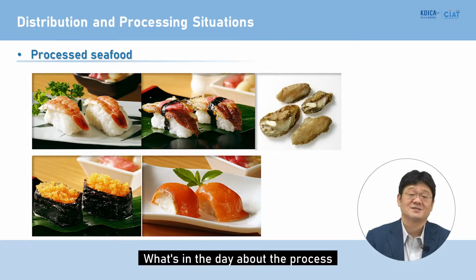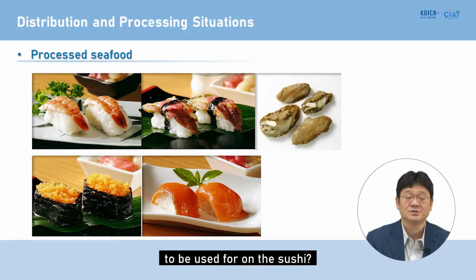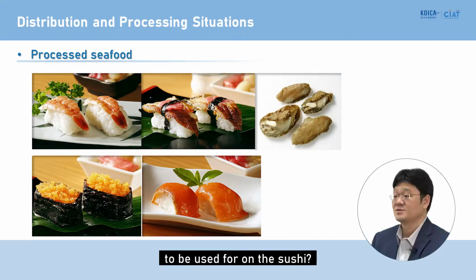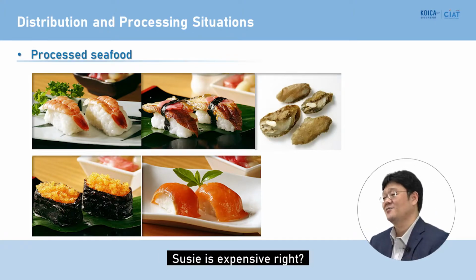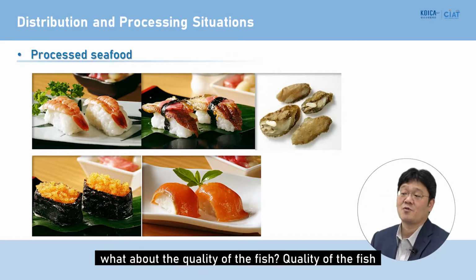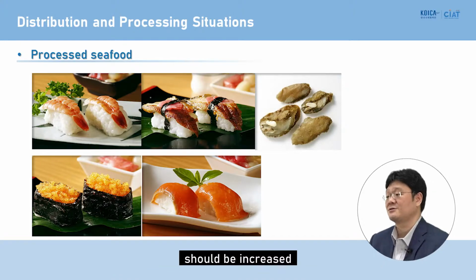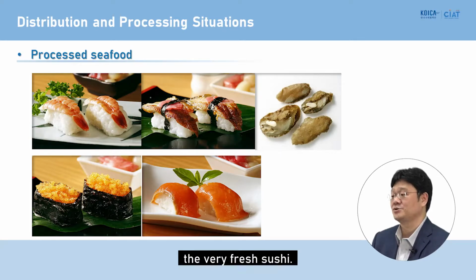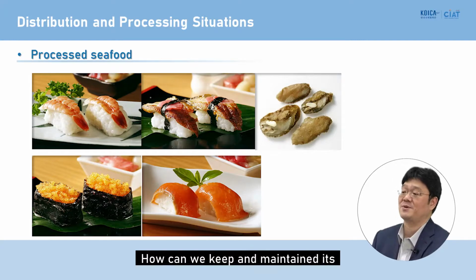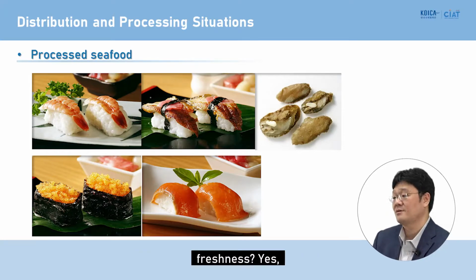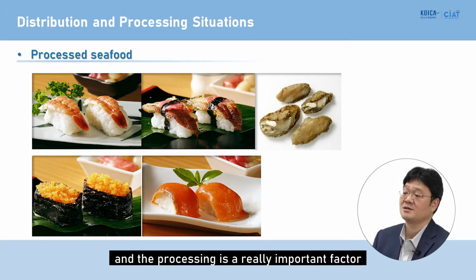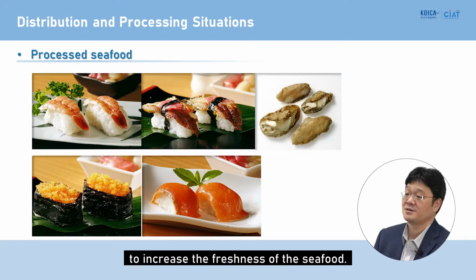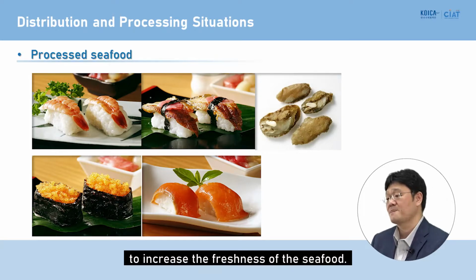Also, there is processed seafood which is meant to be used for sushi. Sushi is expensive, right? When you have sushi, what about the quality of the fish? The quality of fish should be maximized. Then you can have very fresh sushi. How can we maintain its freshness? Yes, distribution and processing are a really important factor to increase the freshness of the seafood.